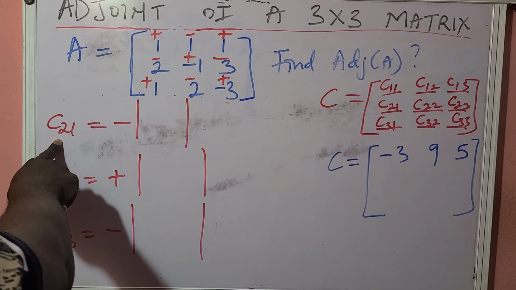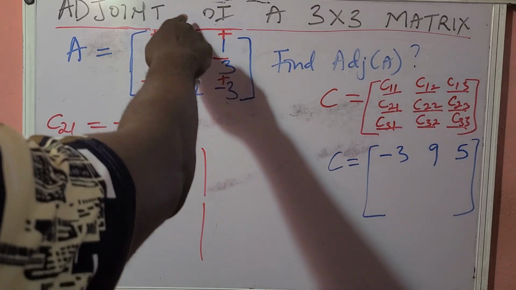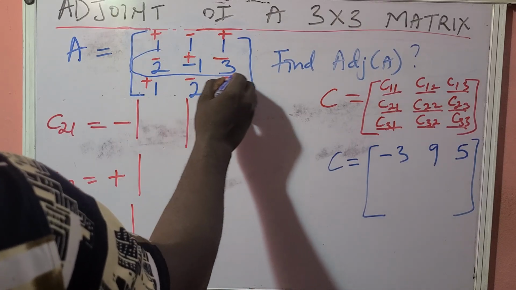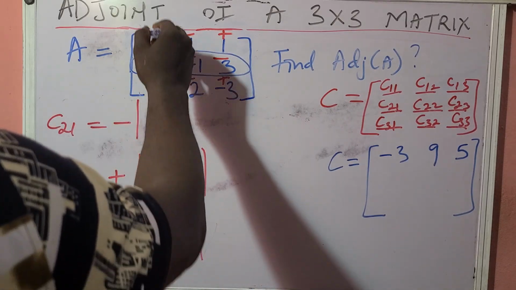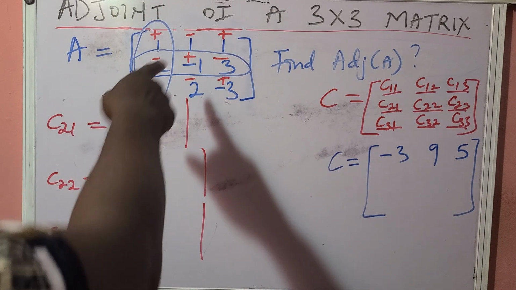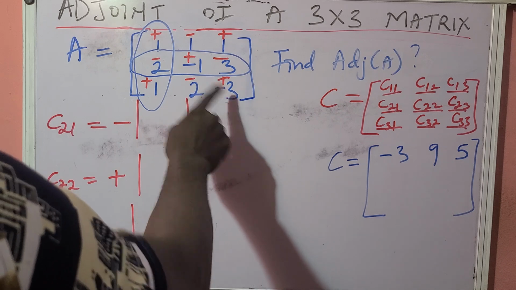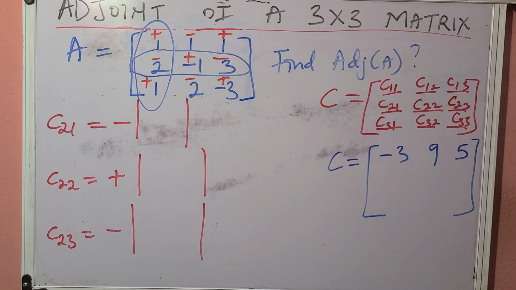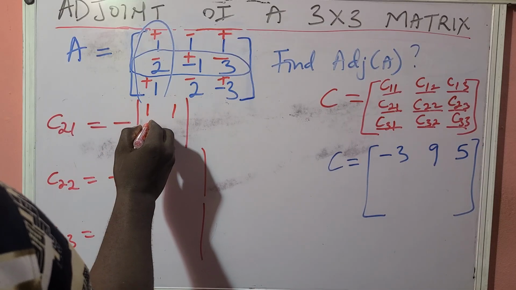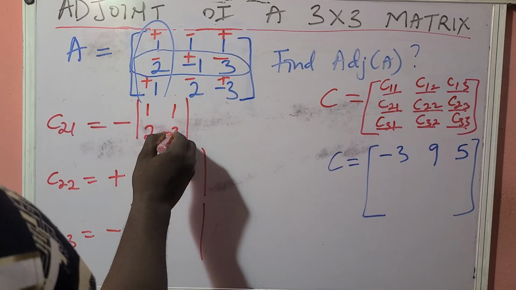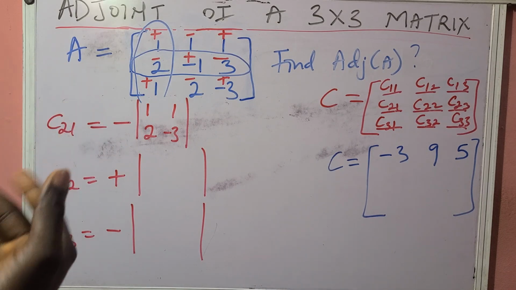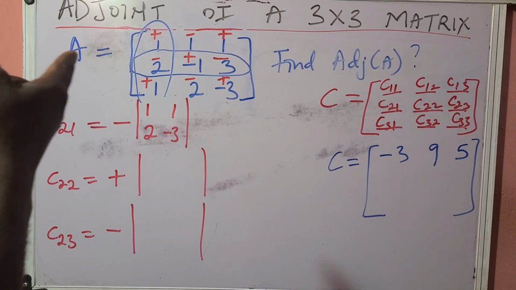So we have row 2, column 1. This is row 2, this is column 1. So we'll go on to shut off the entirety of row 2 and the entirety of column 1. So you can see what is left. We're left with 1, 1, 2, -3. So that's what we're going to fix here. 1, 1, 2, -3. We have to always be very careful when trying to bring out these values. This is most of the places where we used to have many students making mistakes.